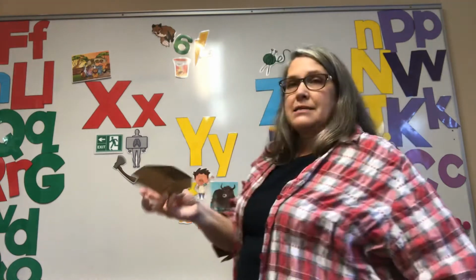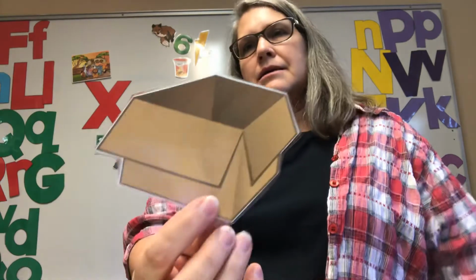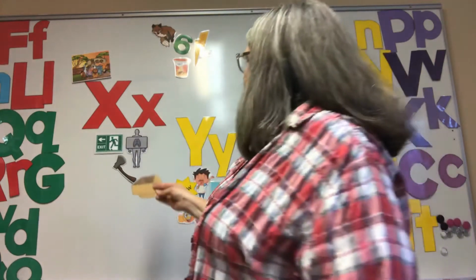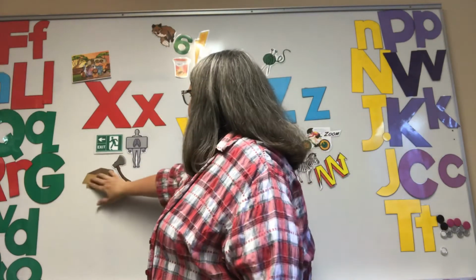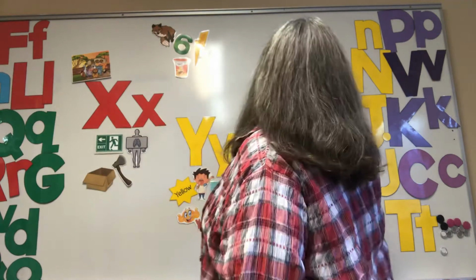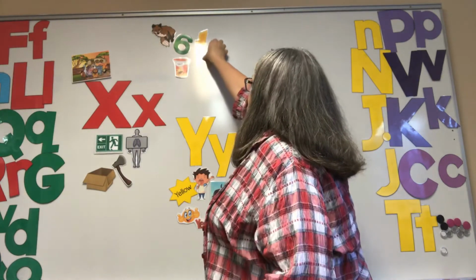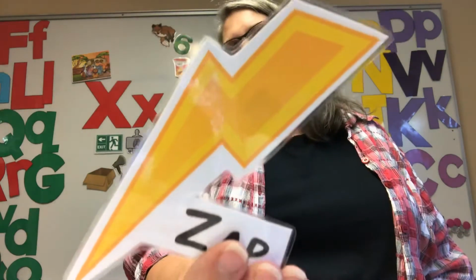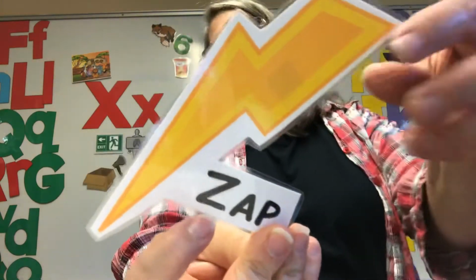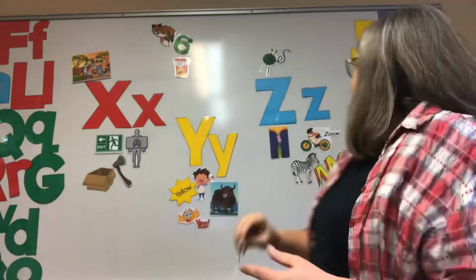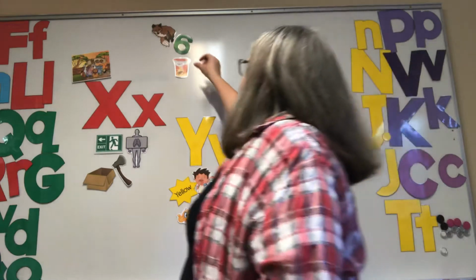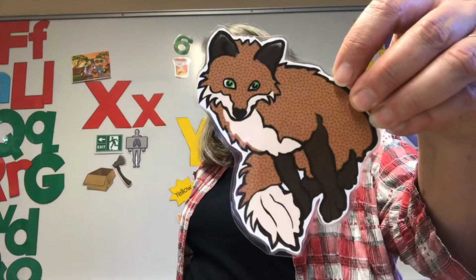Here is a box. Can you hear the sound at the end of the word box? Box, just like axe. That's an X at the end. Here is a zap. Maybe the sound that lightning makes when it strikes is zap. And again, we see the letter right there. What is it? Right there, zap.